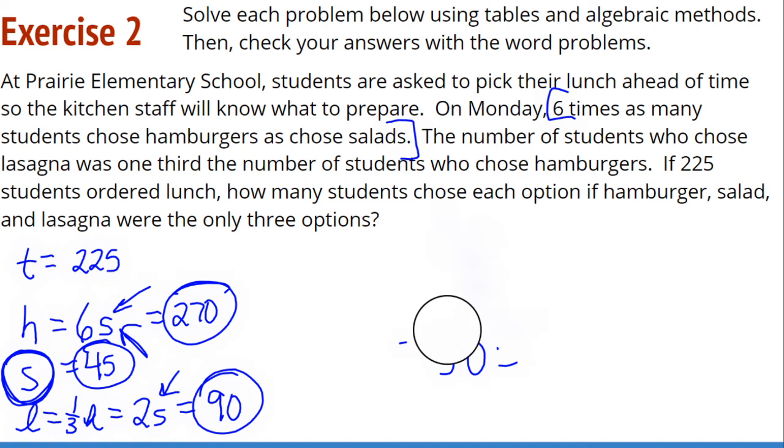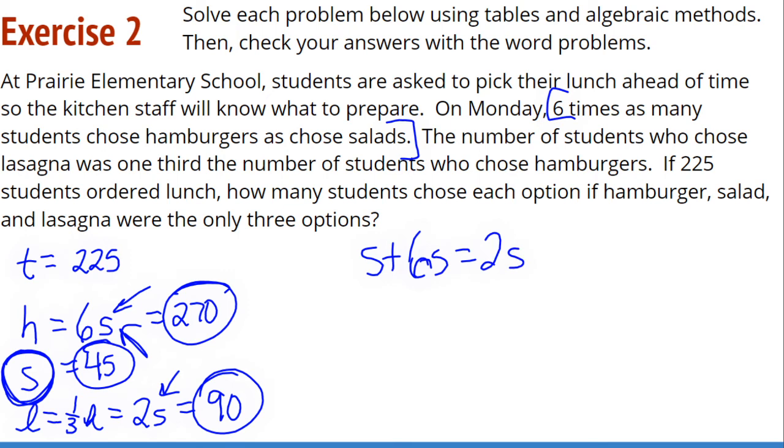So I need to go back and look at my work here. Let's see, so I've got the salads plus 6 times the salads are the hamburgers plus 2 times the salads is the lasagna. I'm going to double check those here. It says 6 times as many chose hamburgers as salads. The number of students who chose lasagna is 1/3 of hamburgers. Okay, so double the salads. Okay, so I've got 9 of my S's, which equals 225.